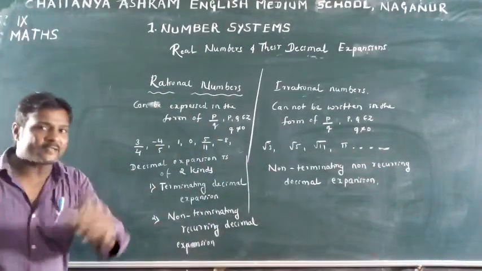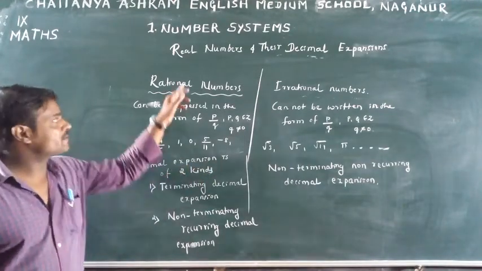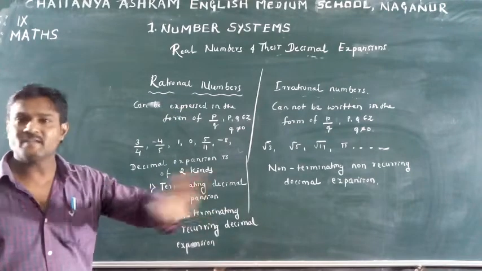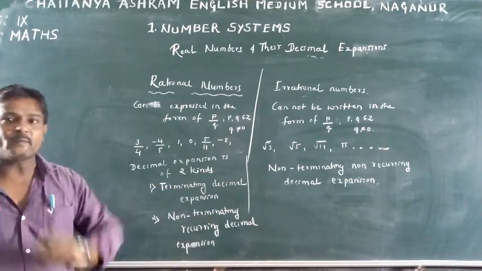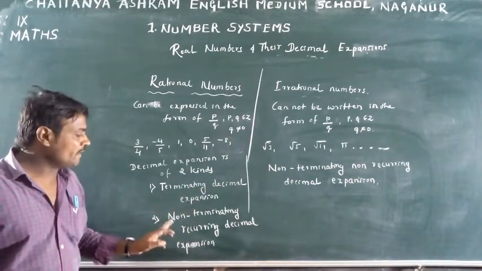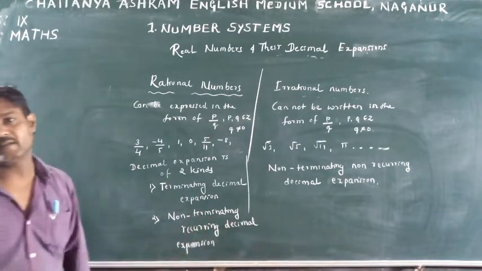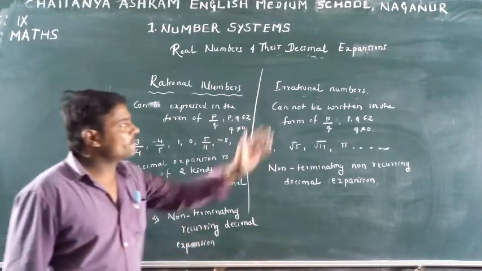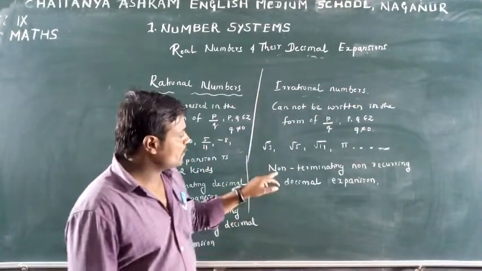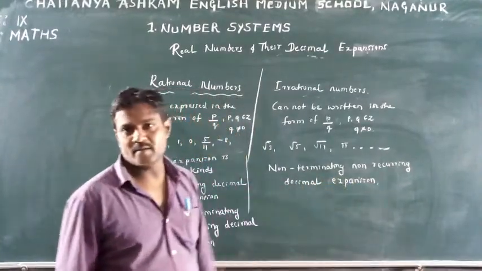About the decimal expansion, the decimal expansion of a rational number is of two kinds, as we studied through the examples. One is terminating decimal expansion, another is non-terminating recurring decimal expansion. And the decimal expansion of an irrational number is of only one kind, that is non-terminating, non-recurring decimal expansion.